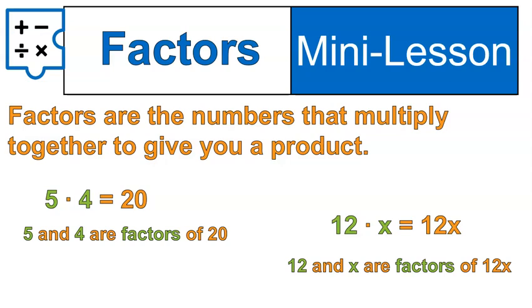It sounds more complicated with variables, believe me, I know, but it's exactly the same as what we've looked at before. So if you are asked to identify the factors inside of a term, 12 is one factor and x is another factor.